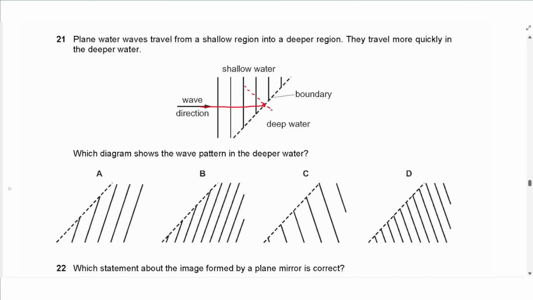This is the normal. So the bending will be like this. And the wave fronts will be perpendicular to the new wave direction. And the wavelength will increase. The one with the same shape is C. The wavelength increased and the direction is now bent away from the normal.